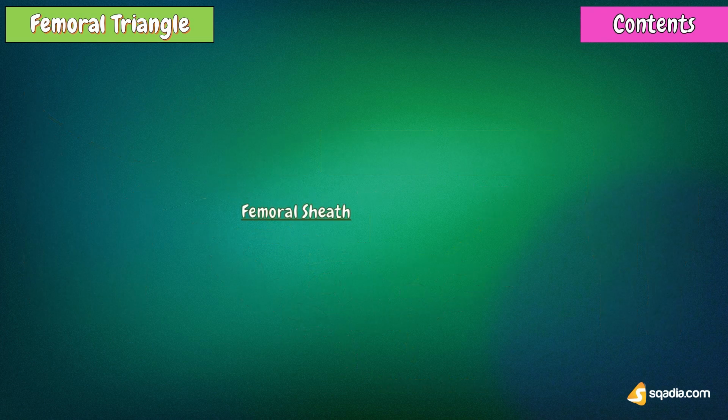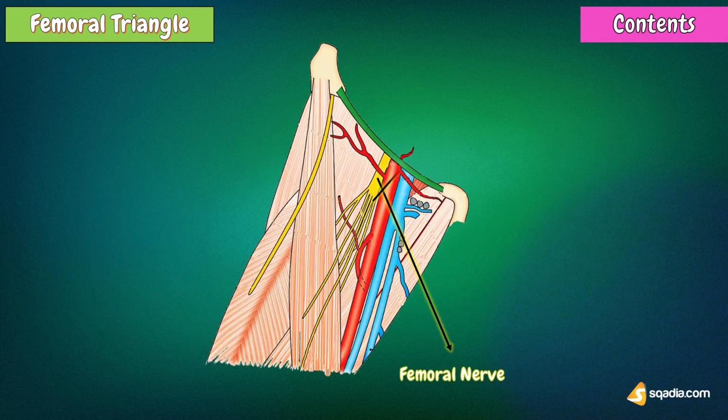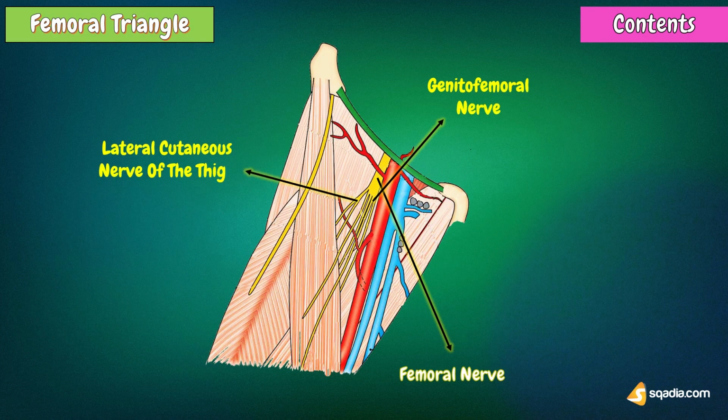Now let's talk about the nerve in the femoral triangle in more detail. The femoral nerve lies lateral to the femoral artery, outside the femoral sheath, in the groove between the iliacus and the psoas major muscles. Its various branches are also found in the femoral triangle. The femoral branch of the genitofemoral nerve occupies the lateral compartment of the femoral sheath along with the femoral artery. It supplies most of the skin over the femoral triangle.